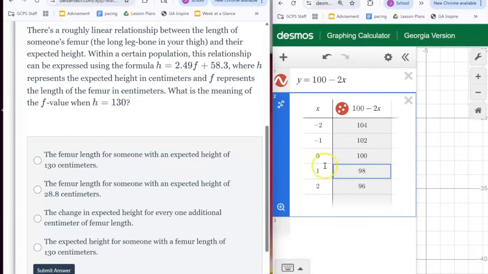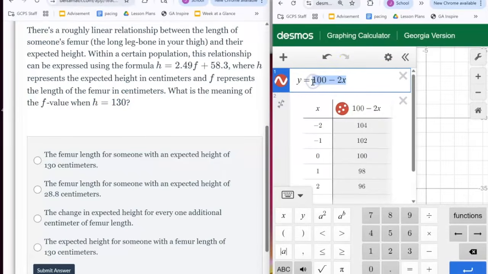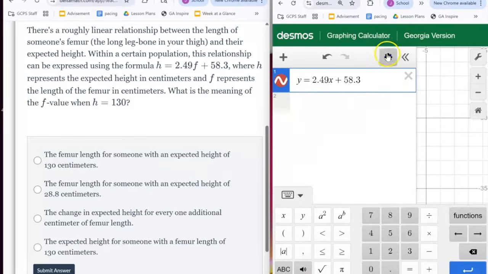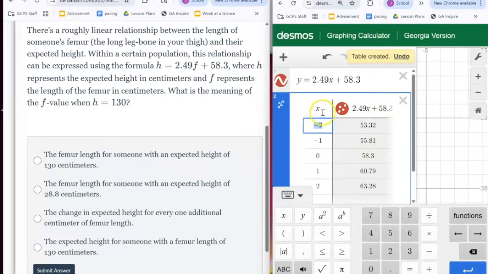when h is 1. Actually, let me do that one because it's not 1. So let me actually just type that one in so that I make sure that you know how to do that. 2.49 f. Now, it's not going to like f, so I'm going to put x plus 58.3. I'm going to make it a table so we know exactly what happens. All right, so I have my x, which is f, right? And how do I know that my x is f?